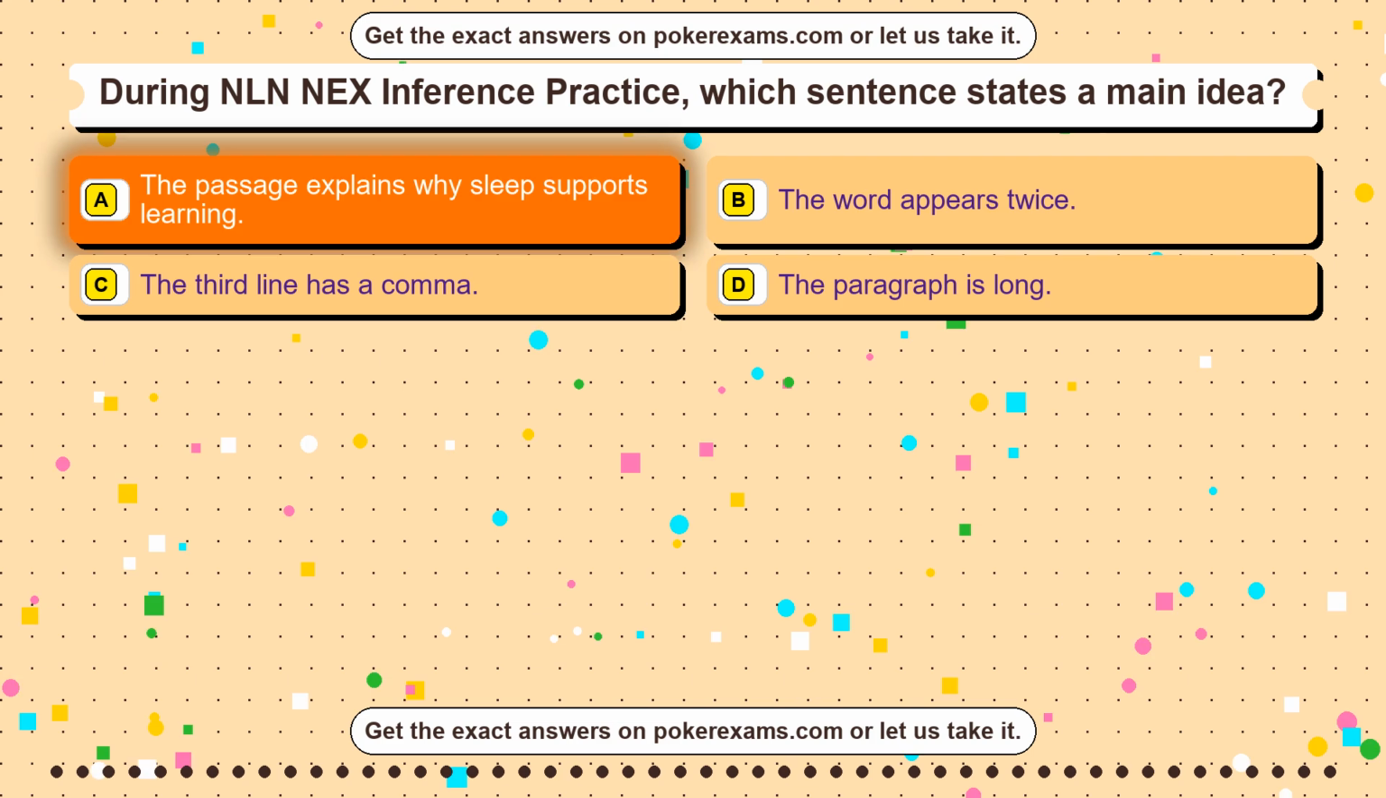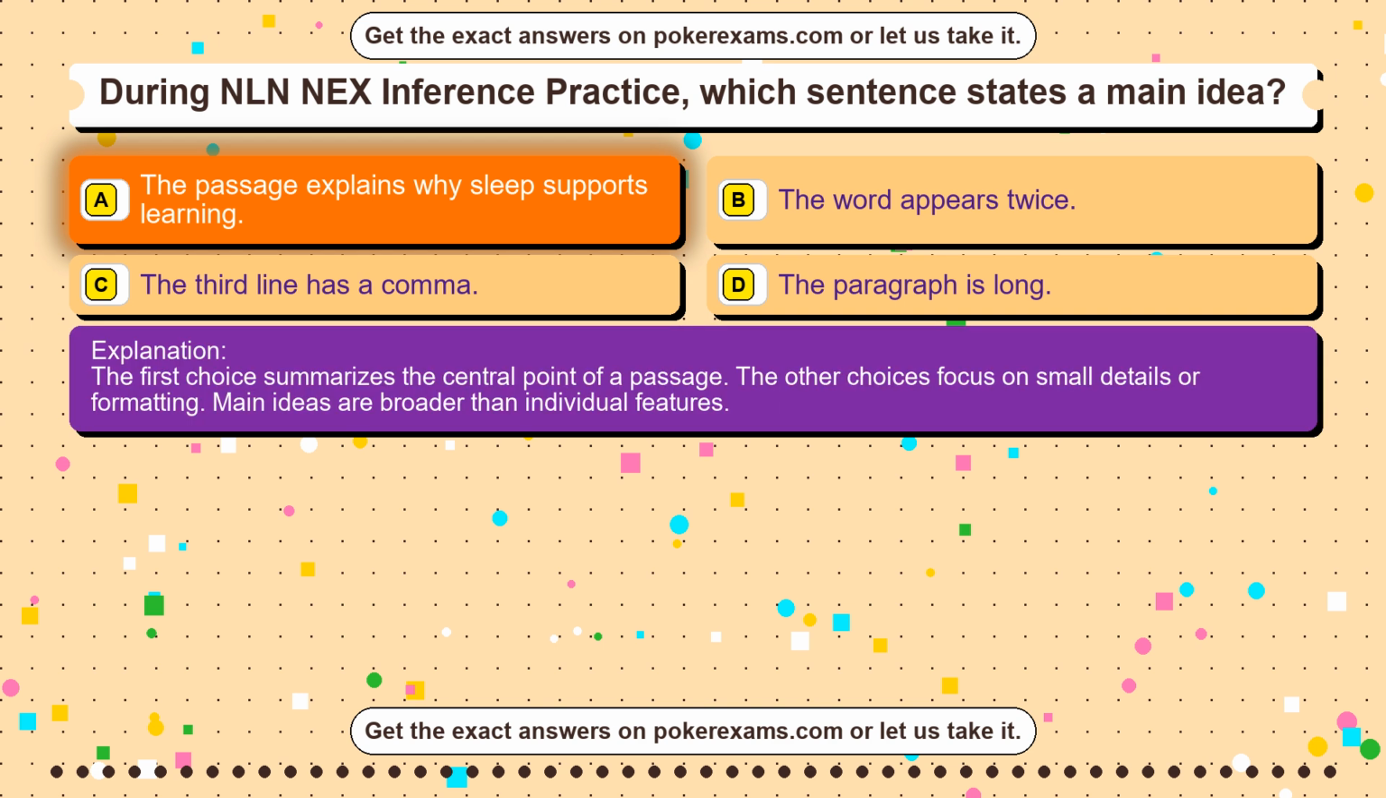The correct answer is option A. The passage explains why sleep supports learning. The first choice summarizes the central point of a passage. The other choices focus on small details or formatting. Main ideas are broader than individual features.